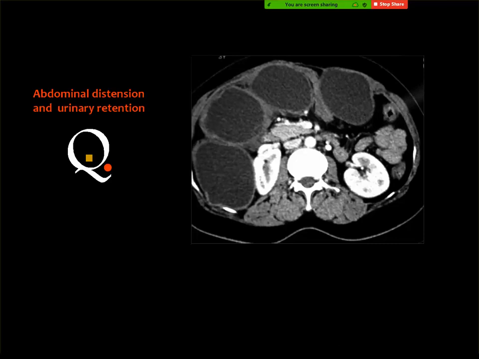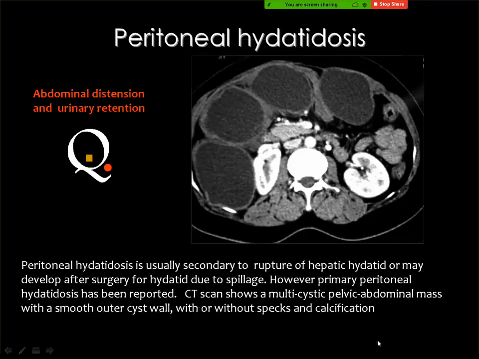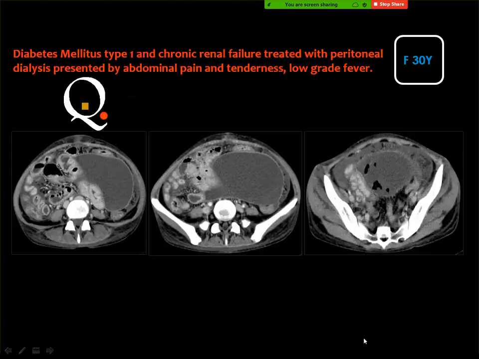Multiple abdominal cysts or intestinal obstruction. Now, if these are abscesses, look to the rest of the small bowel. These are cysts in this abdomen. Is this hydatid cyst? Yes, hydatid cyst. These are what is known as peritoneal hydatidosis or multiple peritoneal hydatid cysts.